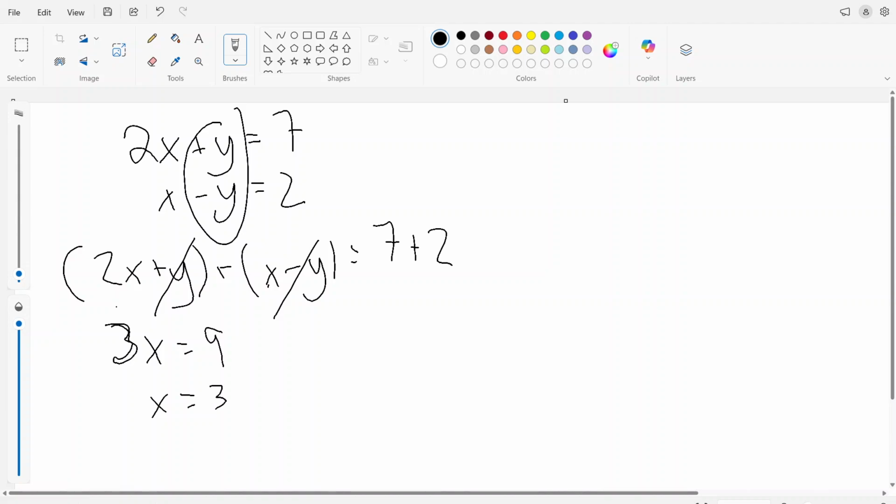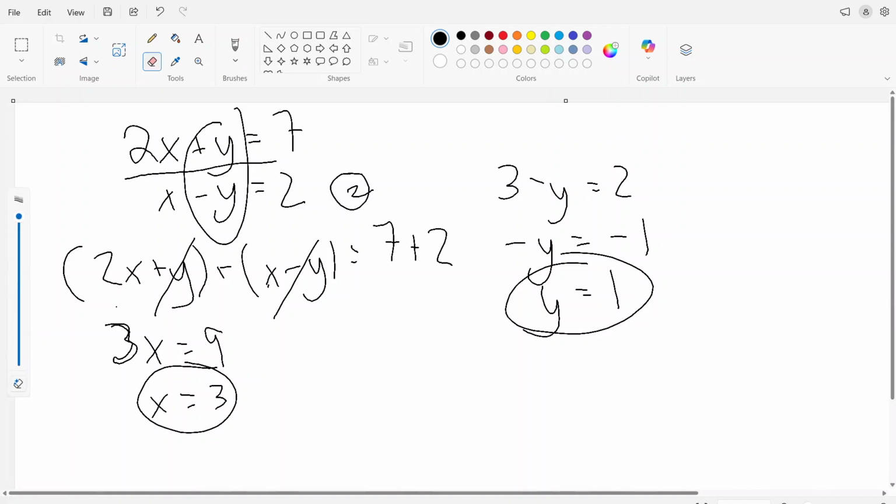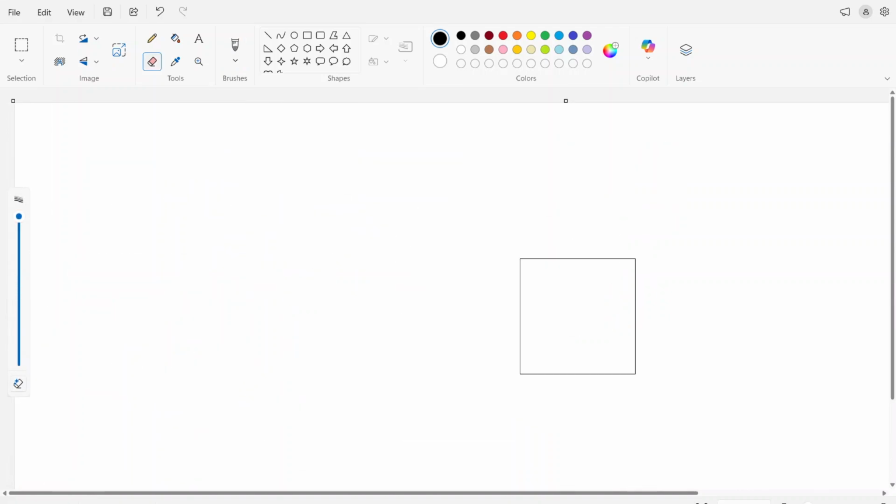Now our x will equal 3. Now we can substitute it to solve for y. So we're going to use this equation and plug it in because it looks a bit simpler. So we're going to have 3 minus y equals 2, which means that negative y equals negative 1. And when the negatives cancel out, we have y equals 1. So our solution to this system is x equals 3 and y equals 1. This is very basic algebra, but it is technically considered linear algebra again because these are linear equations.